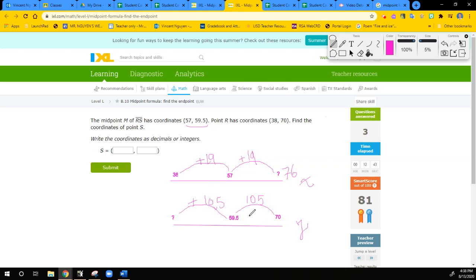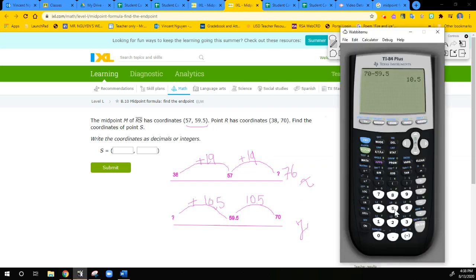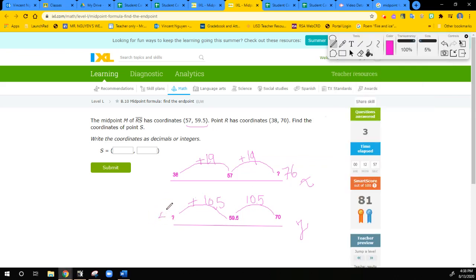So all I have to do is take 59.5 and subtract 10.5. I would get my beginning answer. So 59.5 subtract 10.5, I get 49, so I know my number here is 49. So what is my answer? 76 comma 49? Let's try that. I don't know if that's correct, but let's try it. 76 is my X, and then 49 is my Y. Yes, okay, good.